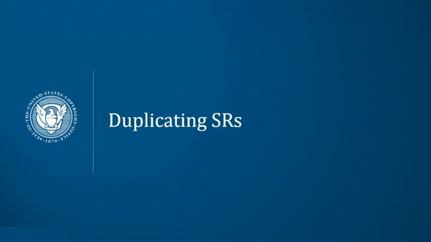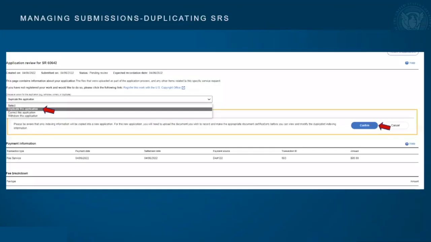Duplicating SRs. After you have submitted SRs, the system allows you to duplicate previously entered indexing information from an existing SR into a new SR. It is important to note that duplicating existing SR information will result in the creation of a new SR with a new SR number. The new SR will contain all entered information from the original SR, except for the certification questions and uploaded documentation.